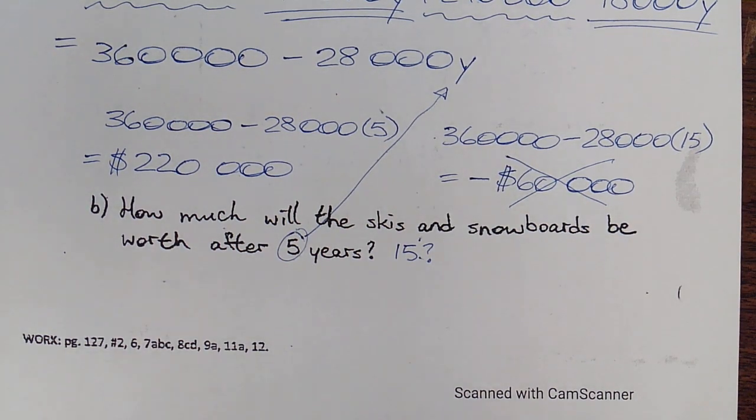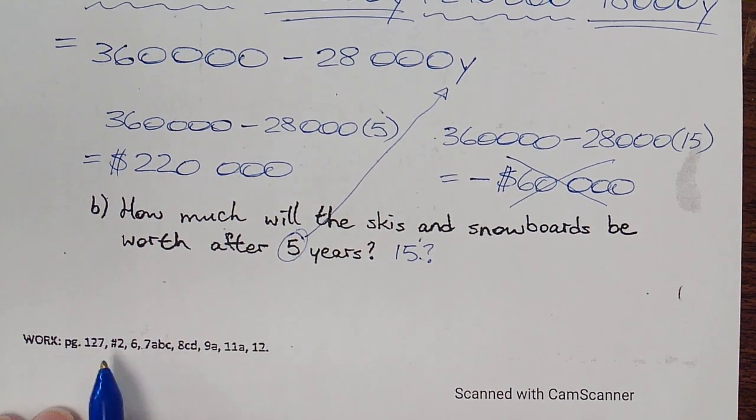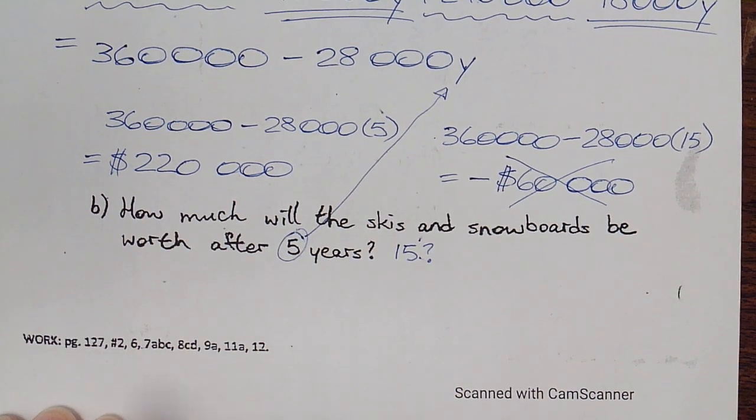No, I said before you go to the washroom. If you don't read the questions carefully, you're doing all 12. Otherwise just do 2, 6, 7 ABC, 8 CD, 9A, 11A, and 12. You can find it on Brightspace right here.